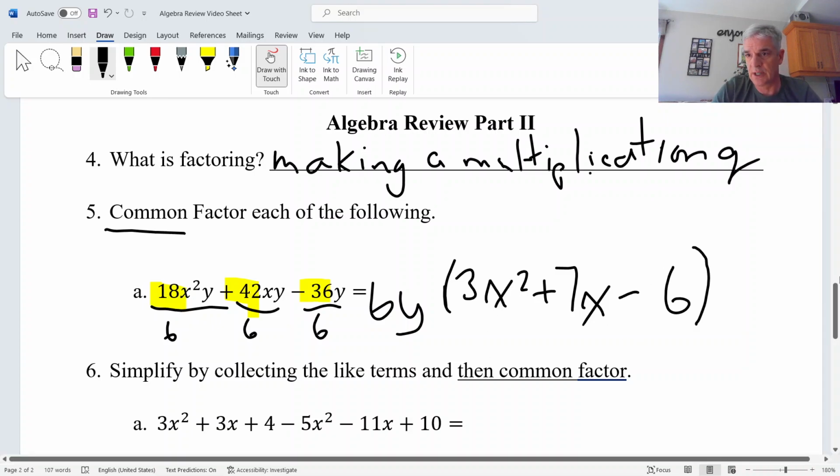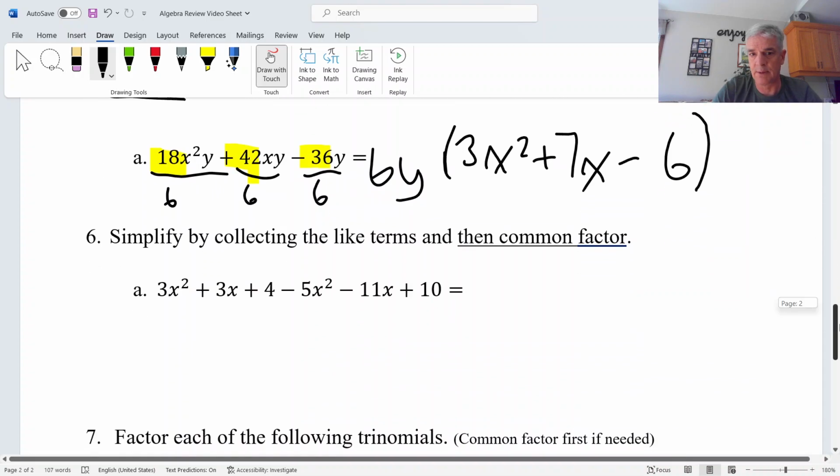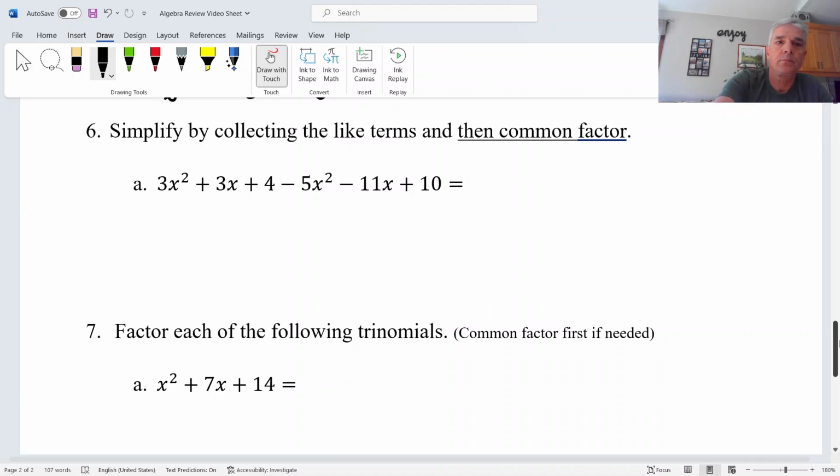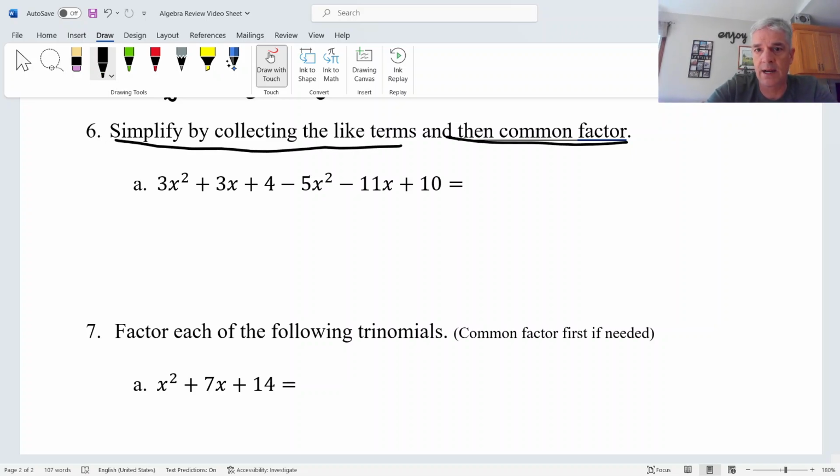Now, other questions I'm going to do are going to incorporate some of the stuff from the last part 1 review, and that is we're going to find common like terms, and we're going to collect the like terms. That's why it says here, look at here, simplify by collecting the like terms, and then common factor. So we're going to simplify by collecting the like terms.